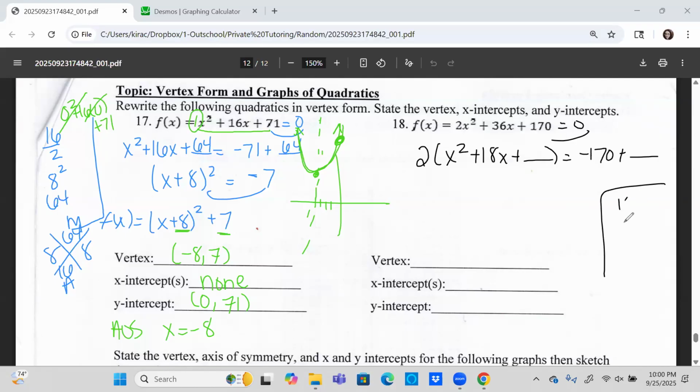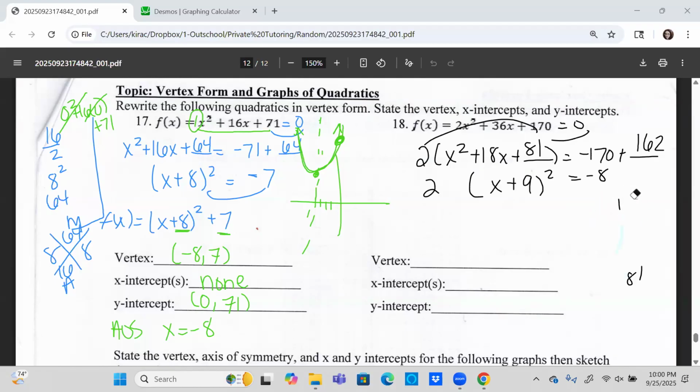18 cut in half is 9. 9 squared is 81. 81 there. 2 times 81 is 162. So that's -8 there. This should factor as x plus 9 twice. And then just move the 8 back over.